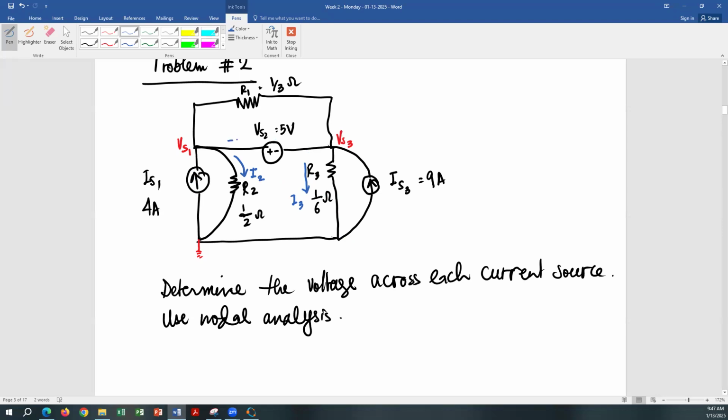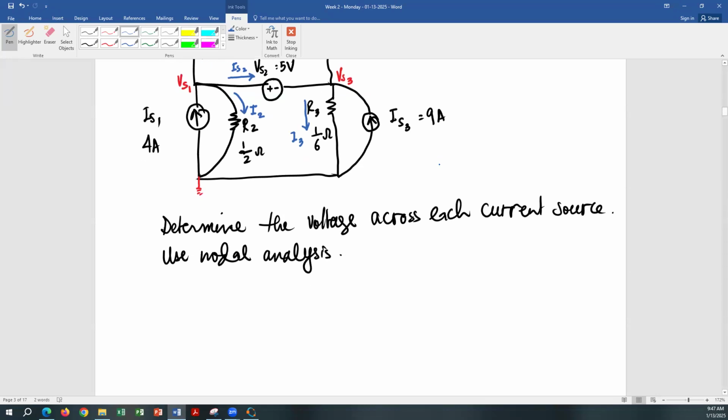Now, don't forget that you have to write the current in this branch as well. Let's call this IS2, and let's assume it is going from VS1 to VS3. And finally, let's say this current is I1. Okay.